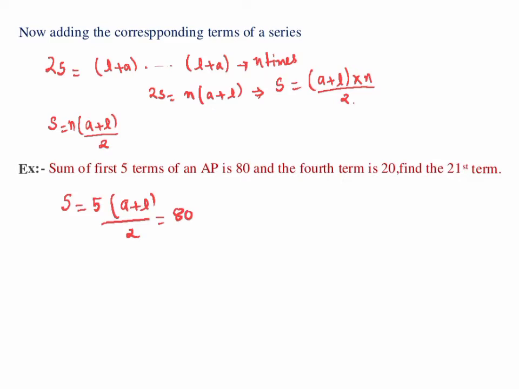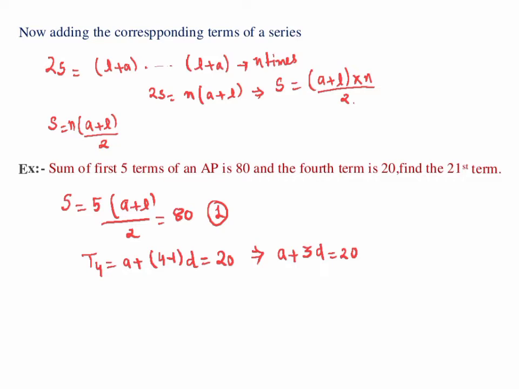This is the first equation we will be getting. And the fourth term is 20, means t4 equals a plus (4 minus 1)d is 20. So that means a plus 3d equals 20. So this is the fourth term.